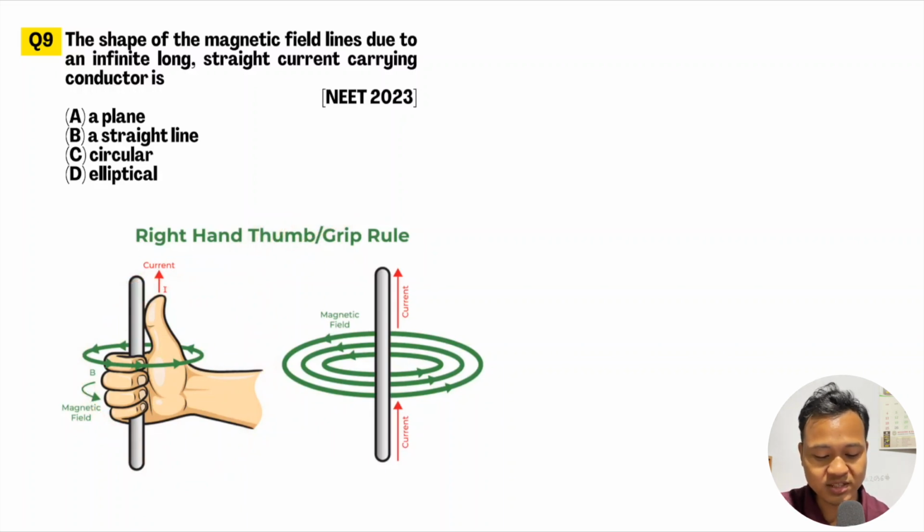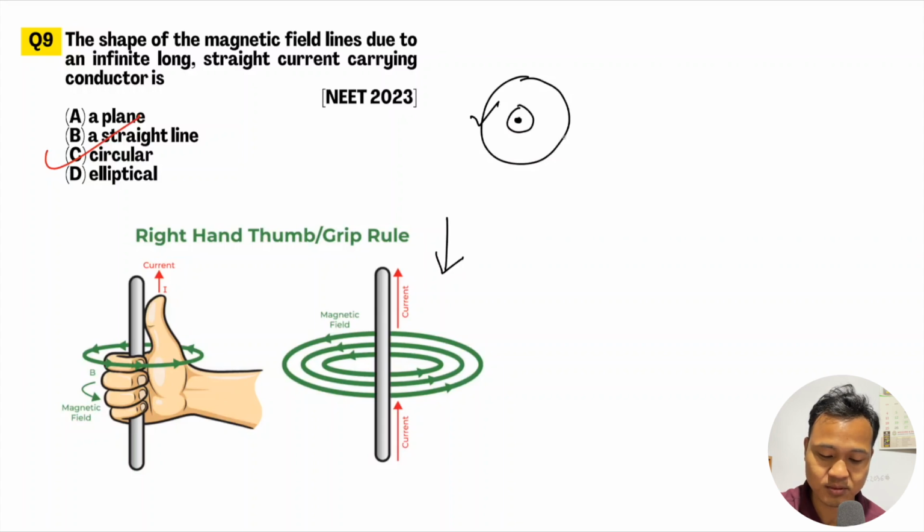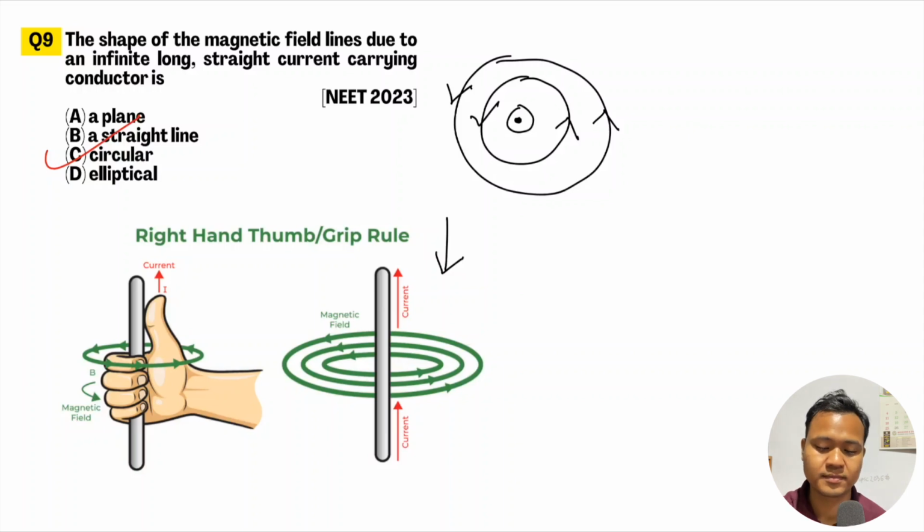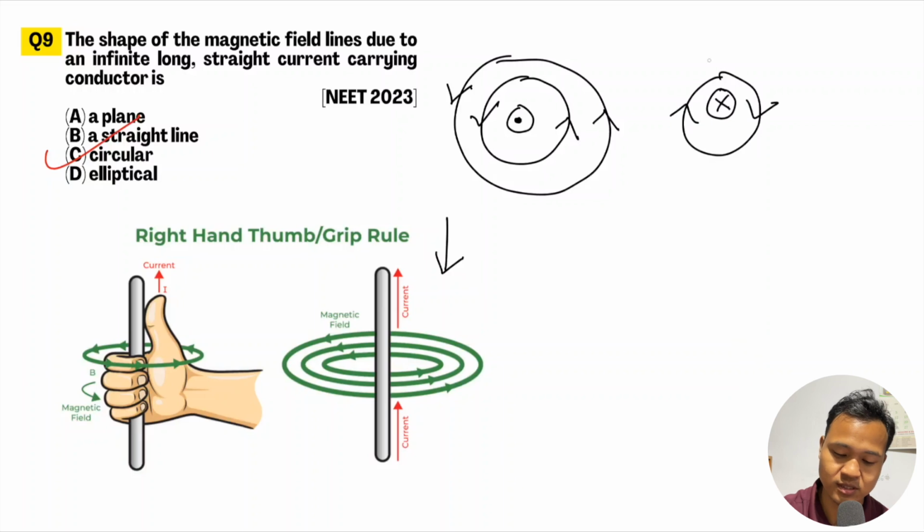So the shape of the magnetic field lines due to an infinite long straight wire is circular. Suppose if you look at it from the top, you will see that the current is outward, so the magnetic field will be like this. If the current is inward, the right hand thumb will be pointing inwards, and your fingers will be in the clockwise direction.